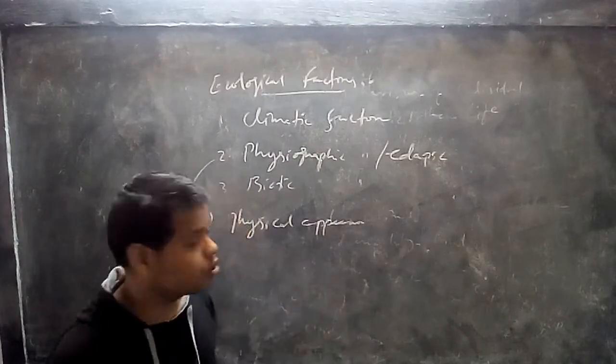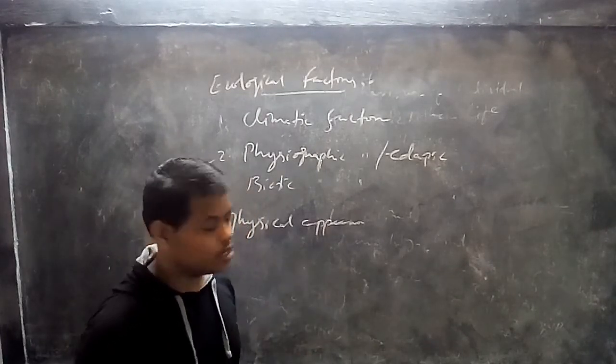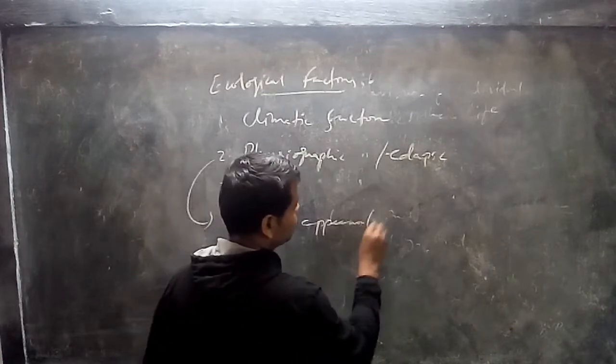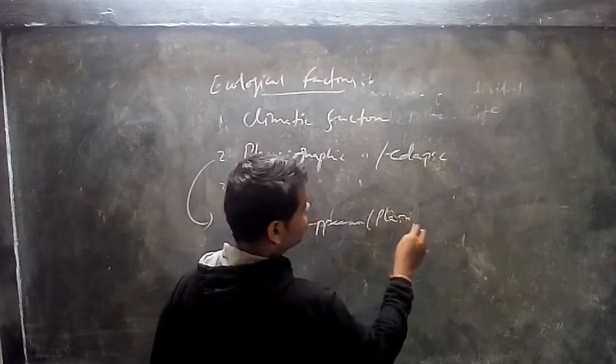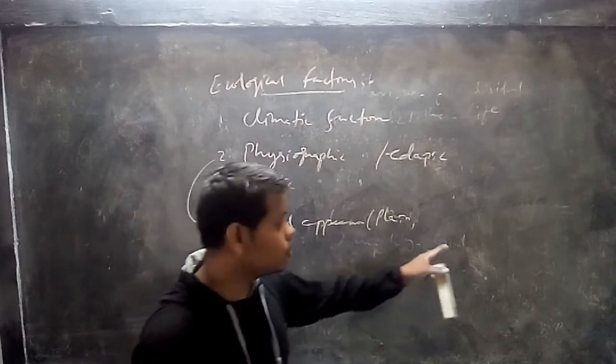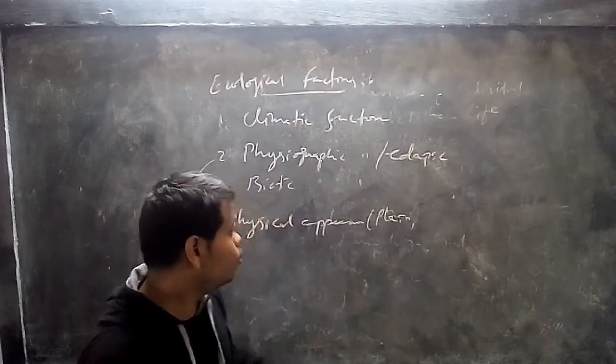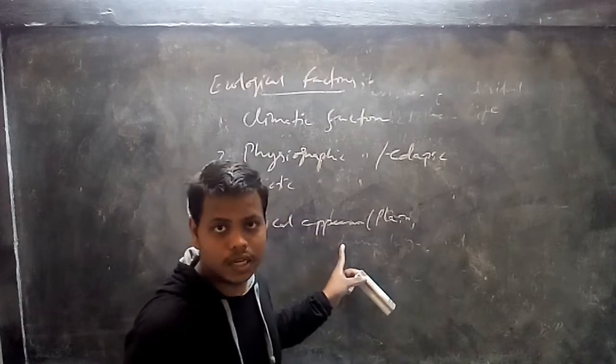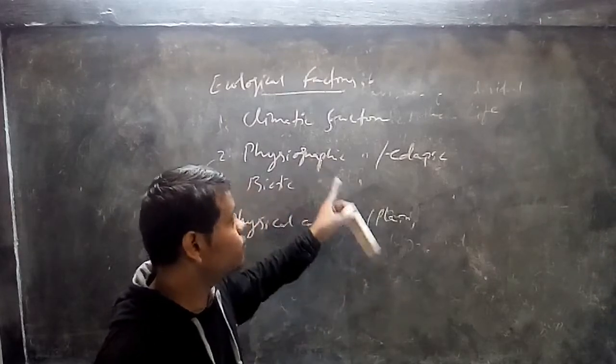Physical appearance refers to which type of land is there. Is that maybe a plain? That may be a plain, or a mountain, a valley, a river, or a hill. Which type of physical appearance is that? That refers to the physiographic factor.